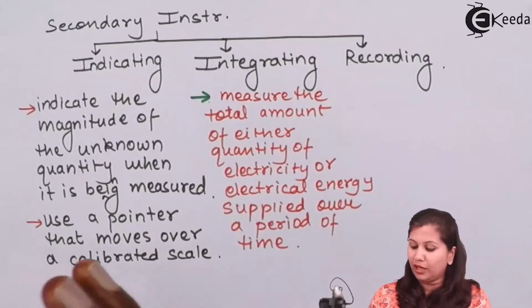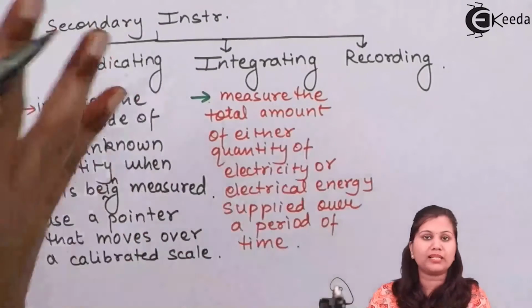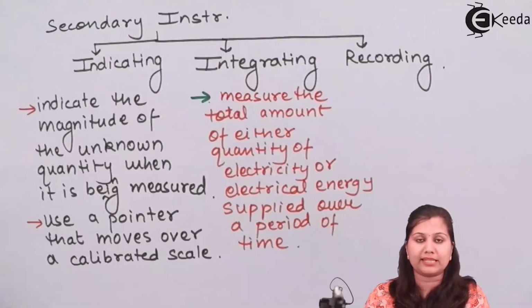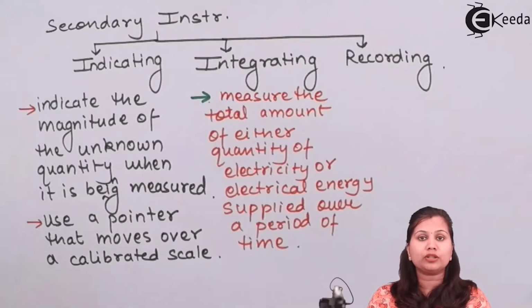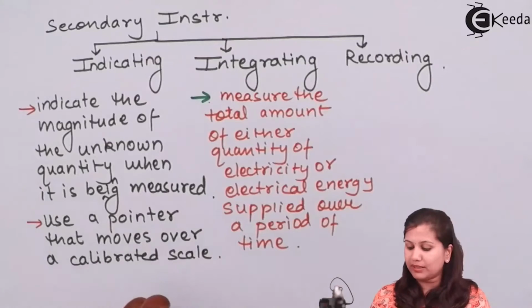Integration we are doing. So those types of instruments are called integrating instruments, like the instruments which measure the power, like energy meters and ampere hour meters. They measure the amount of current which is supplied over 1 hour, or they measure the amount of electricity supplied over 1 hour. So these instruments are called integrating instruments.